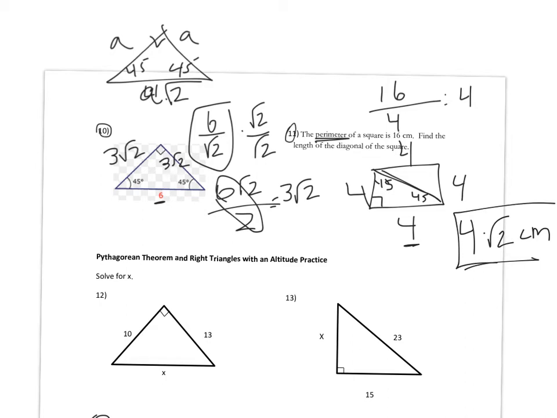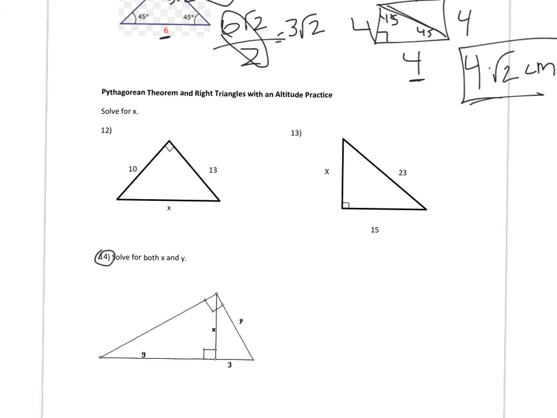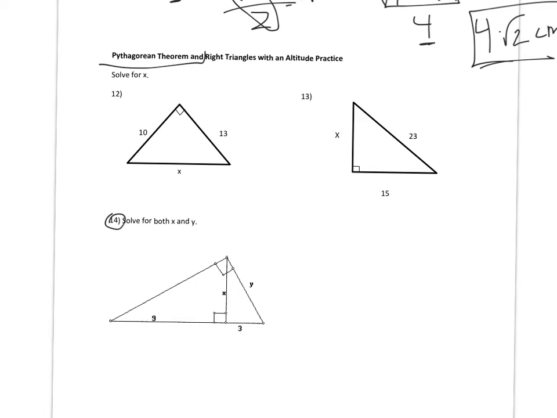If you use Pythagorean theorem, you're going to get 4 squared plus 4 squared equals c squared. 16 plus 16 equals 32. The square root of 32 can simplify down to 4 times the square root of 2. 12 and 13, please use the Pythagorean theorem, which I know you guys can do. Leave within radical form if you can.